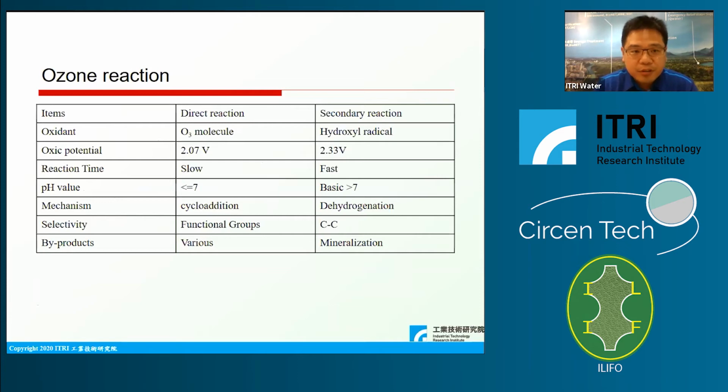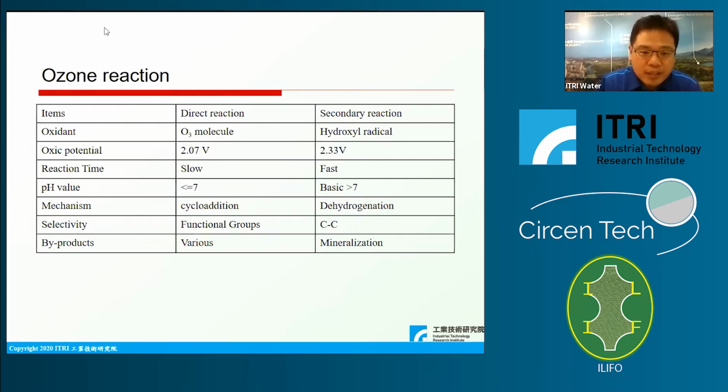So here's a summary of our reactions. Here we can divide them into two parts: the direct reactions and the secondary reactions. The direct reaction we call ozonation, where ozone is the oxidant to oxidize. And the secondary reaction is ozone reacting with water to produce hydroxyl radicals. The pH value should be higher than 7 for the best conditions, and then it works.